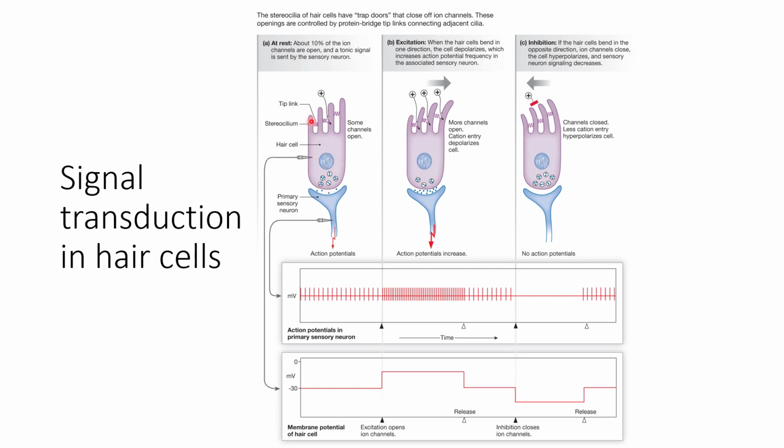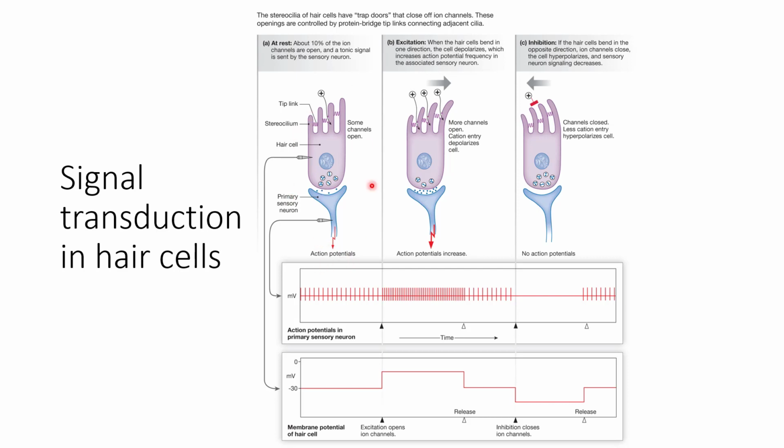If we look at these hair cells themselves, so here is a hair cell. You'll notice that it has these cilia. We call these stereocilia, and they increase in size, right? So we have a long one and a small one. And they're joined to each other by protein bridges. Okay, so what that means is if one bends, it's going to pull all of them. They'll all bend.